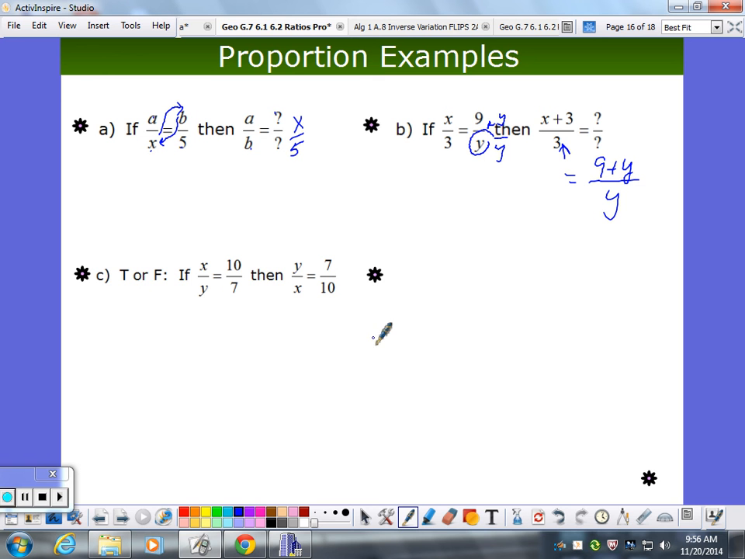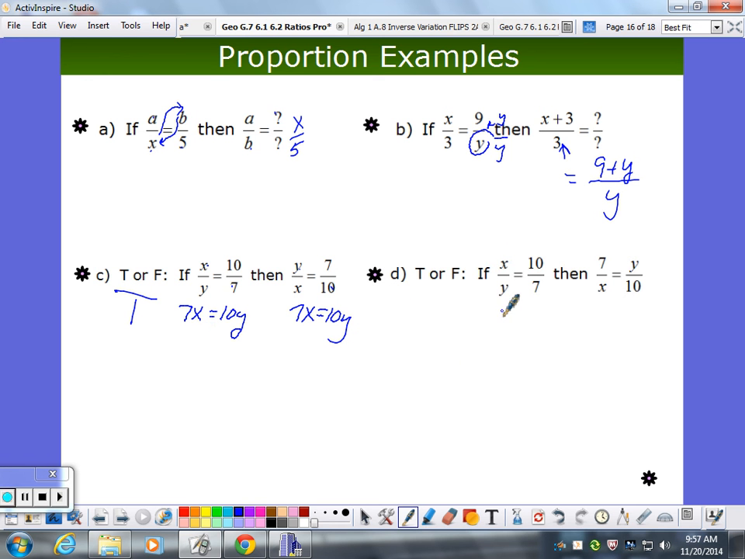True or false? Now the easiest way is to take cross products. 7 times X is 10 times Y. Does this have the same cross product? If it does, true. If it doesn't, no. And what they did here, I believe, was they flipped them, they're reciprocals.